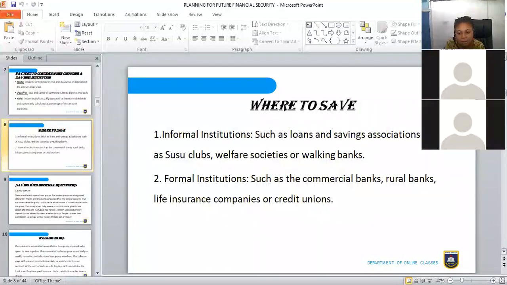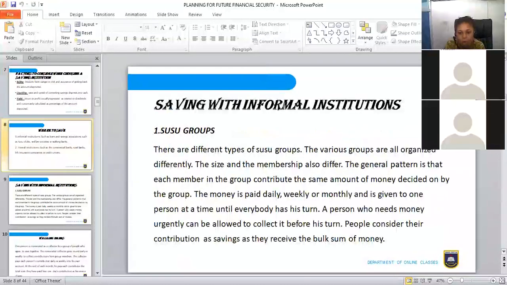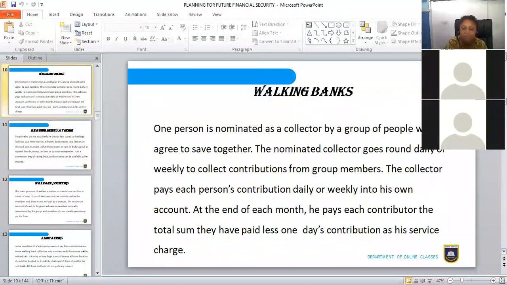Madam, please, which one is the working bank? Example. Yes, we'll delve into that right now. We'll start from the informal institution. Then you get to know what the working bank is. In fact, since you have asked that question, let's rather start from that. Now, the working bank is an example of an informal institution.